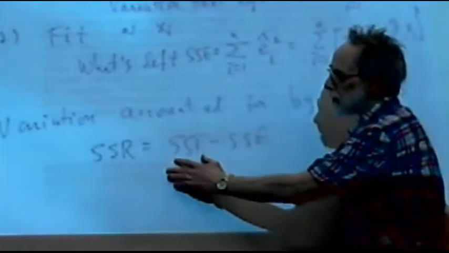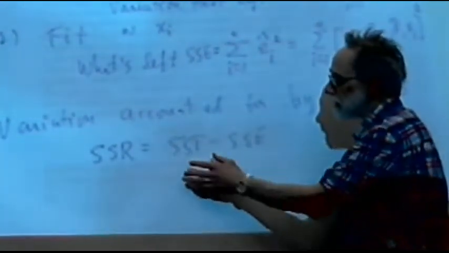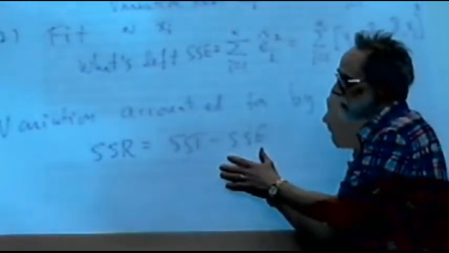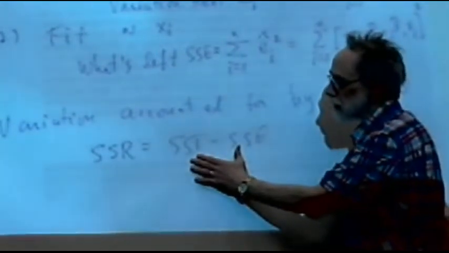That's the variation you have accounted for. This is what you started with before you fit X. This is what you ended up with. Okay, so this is what you have explained. And then R squared is just the percentage. R squared is just SSR over SST. Usually multiply by 100. So it's the proportion of variation, percentage, of explained variation.